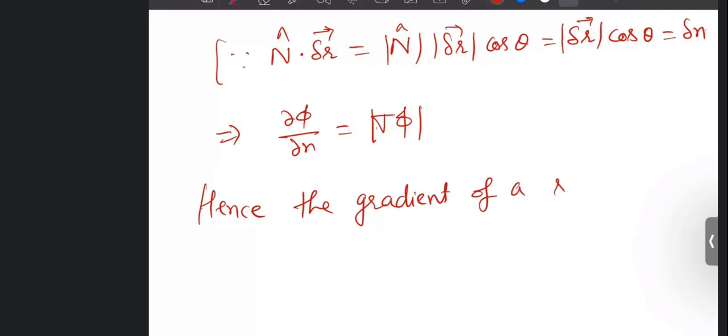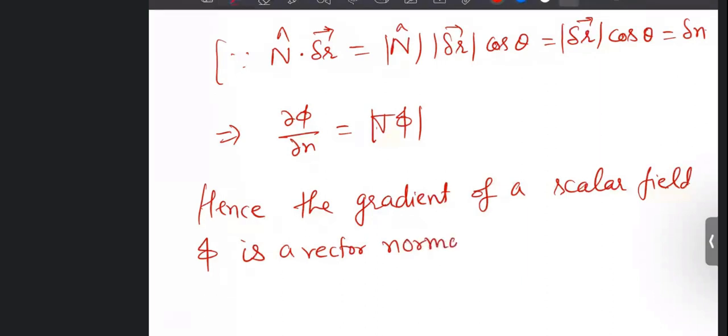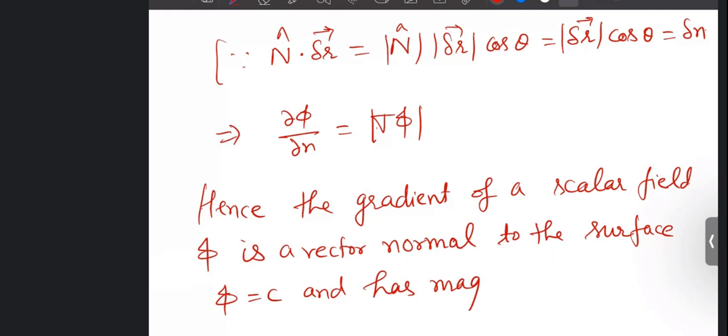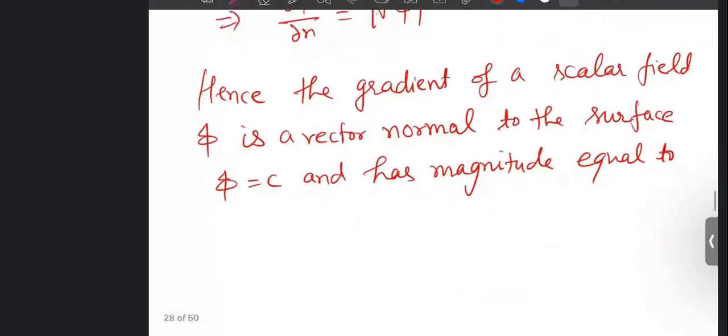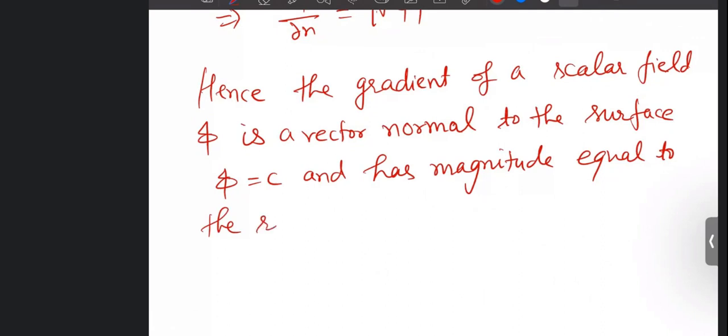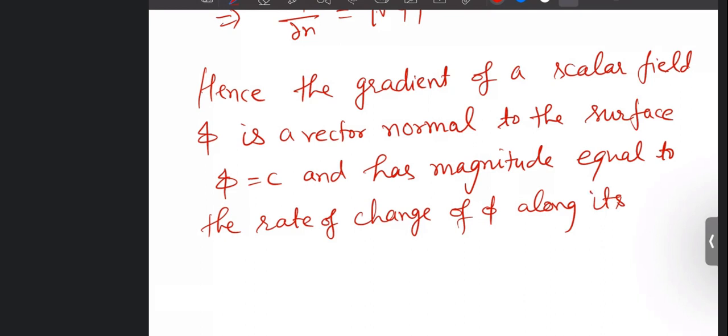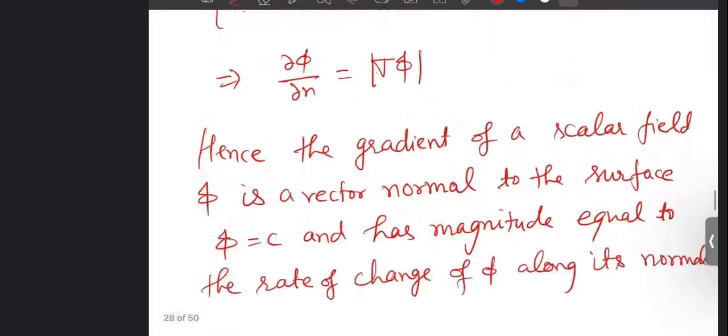Hence what it concludes, hence the gradient of a scalar field φ is a vector normal to the surface φ equal to C and has magnitude equal to the rate of change of φ along its normal, because δn is the normal.